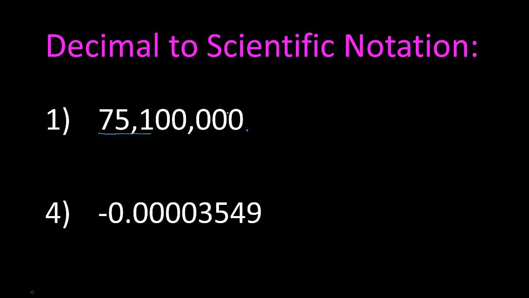Now, we're going to move this decimal to where there's only one significant digit to the left, which would be right here, and we count. So we're going to go 1, 2, 3, 4, 5, 6, 7, because this is where we want our decimal. So I'm going to come over here and write 7.51. We have one number to the left of the decimal. And then we're going to say times 10 to the, and however many places we counted, that's what our exponent is. We counted 7 places, our exponent's 7.